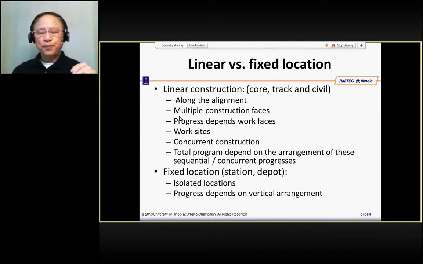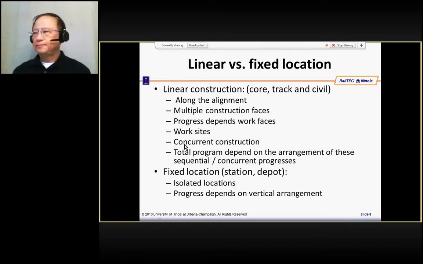Your progress will depend on how many work phases you can economically or reasonably put in, and that determines how long your construction will take, the progress of your construction. So you have to set up work sites to accommodate the work phases, each becoming a starting point for a work phase. So for this linear construction, you have to select the work sites.